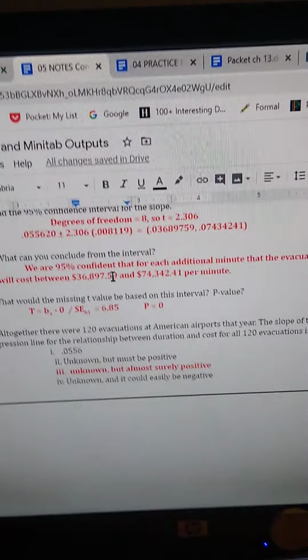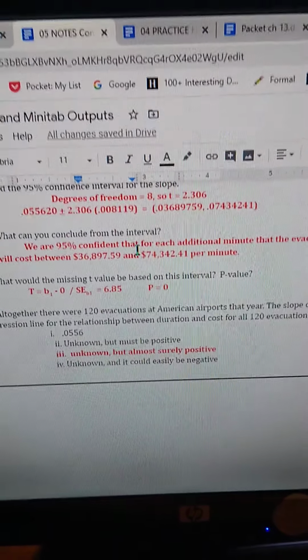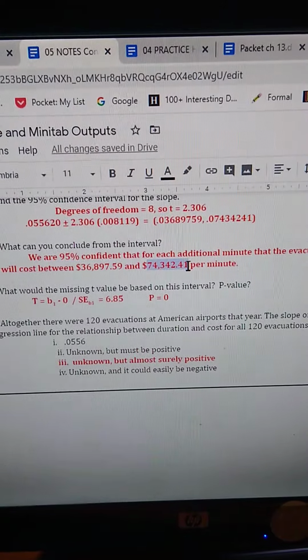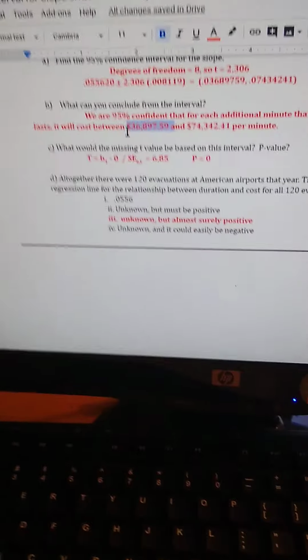So let's say the whole evacuation took 30 minutes. You would multiply this number by 30 to find out the most it might cost. This number by 30 to see the least it might cost, the best case scenario. Obviously still going to be a lot of money.